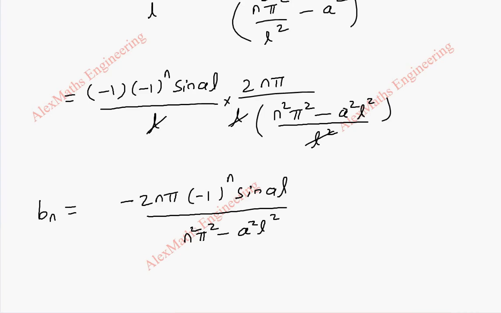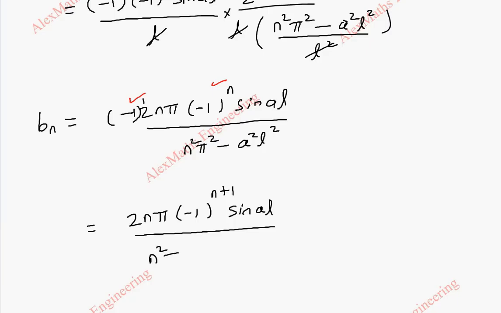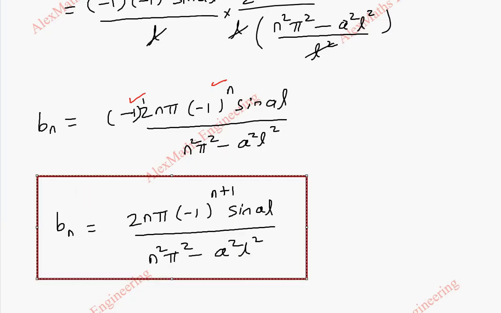So we got Bn, and if we want we can combine this minus sign and this minus 1 whole power n, because this minus sign is minus 1 whole power 1. So we can add the power. So 2n pi minus 1 whole power n plus 1 into sine AL whole division n square pi square minus A square L square. So after getting this Bn, we can substitute this in the f of x expansion.